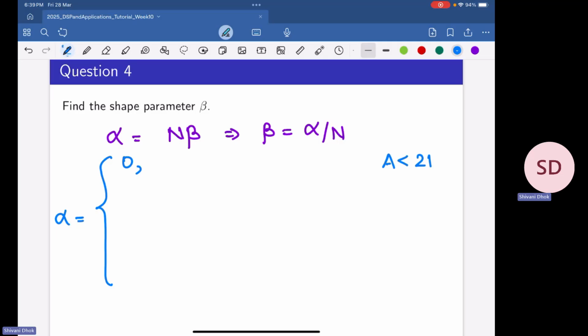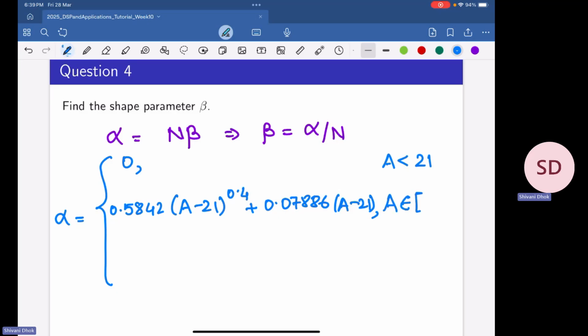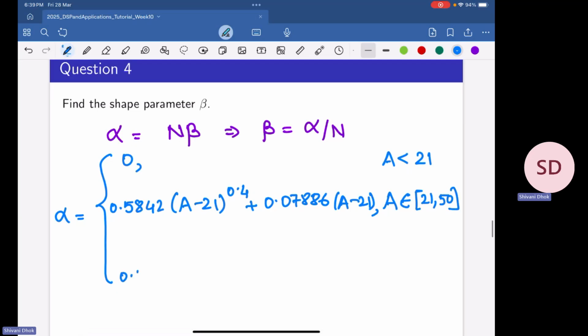Then we have alpha equal to 0.5842 into (A minus 21) to the power 0.4 plus 0.07886 into (A minus 21), and this is for A in the range of 21 to 50, and this is equal to 0.1102 into (A minus 8.7) for the values of A that are greater than 50.